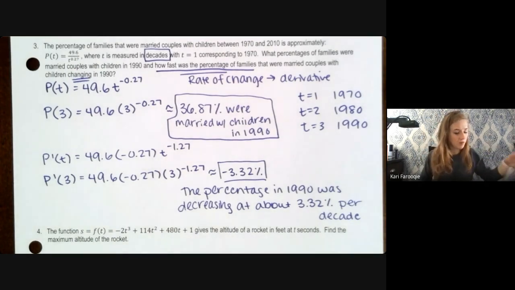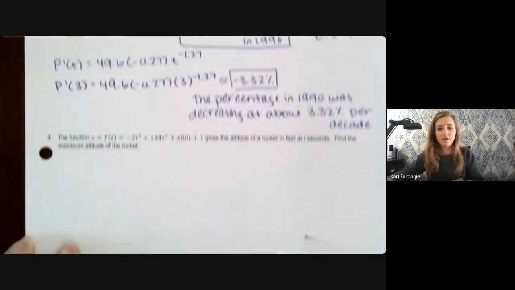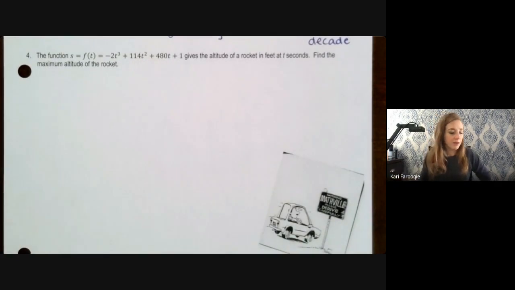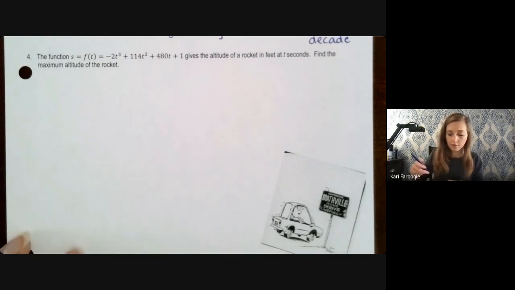Last but not least, we must talk about a little bit of projectile motion here. The function s equals f of t equals negative 2t cubed plus 114t squared plus 480t plus 1 gives the altitude or the height of a rocket in feet at t seconds. Find the maximum height or altitude of the rocket.